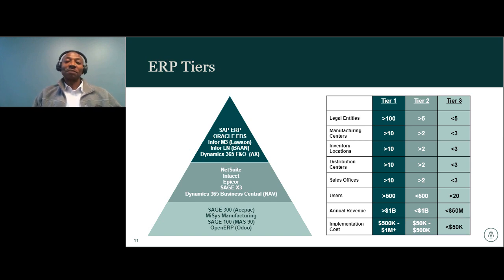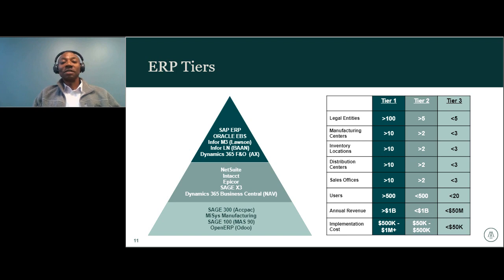The average total cost of ownership starts from about $500,000 to $1 million plus, and that's just the starting price for implementing a tier 1 ERP system. So these systems are usually complex. The dominant players here are SAP, Oracle, and Infor. And these 3 have cornered the tier 1 ERP market by acquiring different applications and consolidating them under their brand umbrella. Microsoft also plays in this category with Dynamics 365 for Finance and Operations, previously known as Dynamics AX.